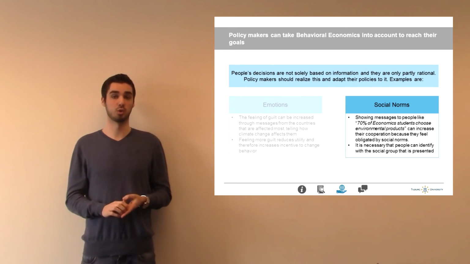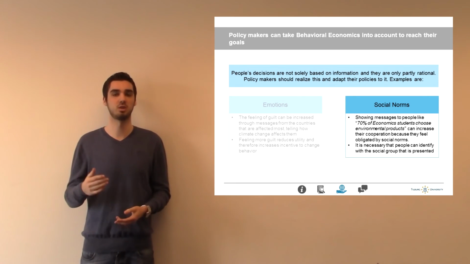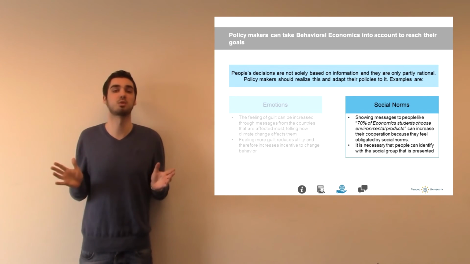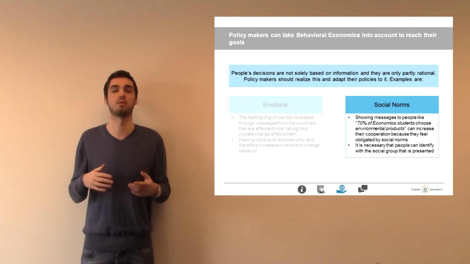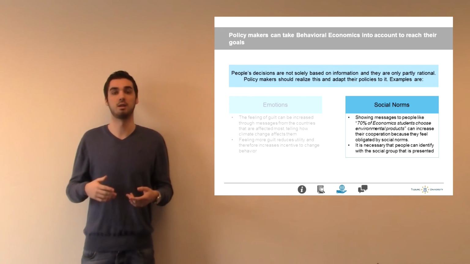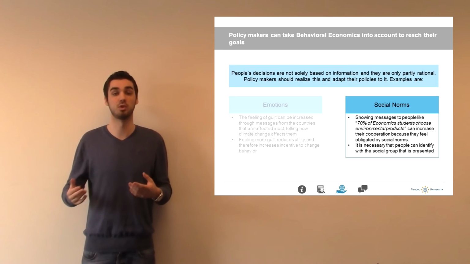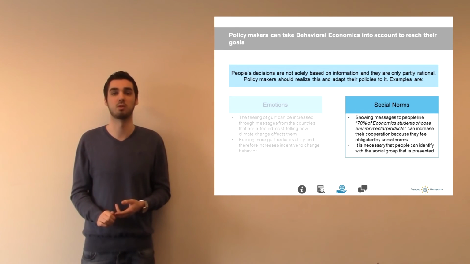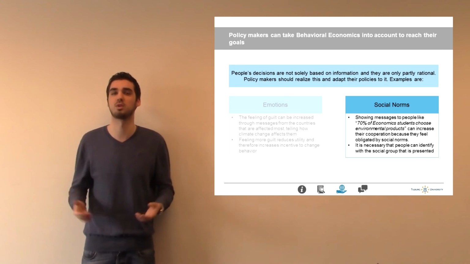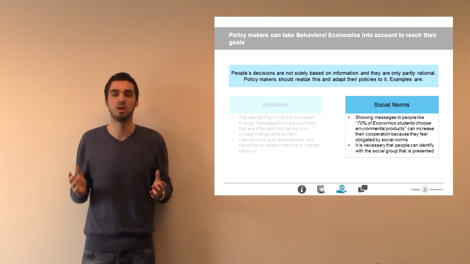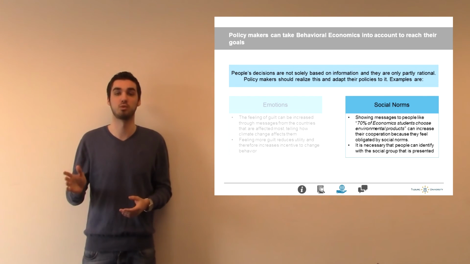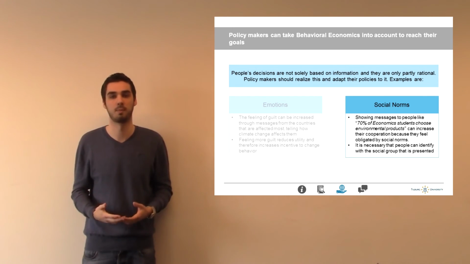Furthermore, you can use social norms. So you can show a lot of messages which state like 70% of economic students choose environmental products. And this can actually mean that economic students will buy more environmental products because they feel like, 70% of my group is actually already doing it. I have to live up to their expectations and do it as well.